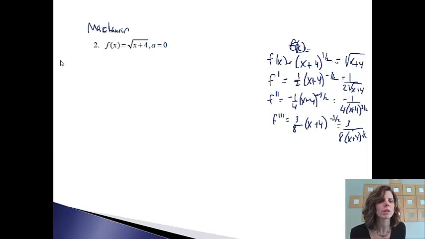Okay, so here we go. So polynomial of degree or order 0 is just f of 0. And so this is, if we plug 0 into this formula right here, I just get 2.